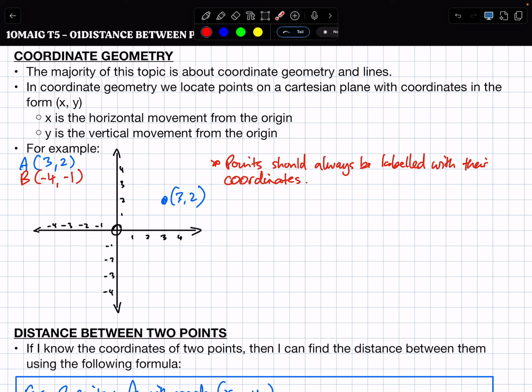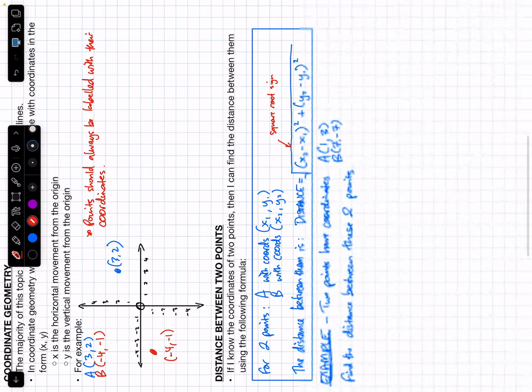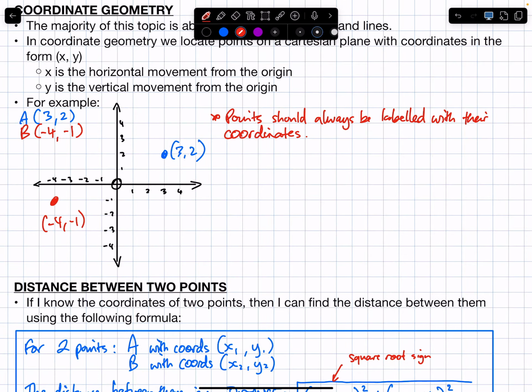Laser pointer again. I'm in the middle. Where would I go to plot B? I heard all sorts this time. Left 4 and down 1. -4, -1. Okay, that's a good revision. You should always label the points with their coordinates, which is what I did.